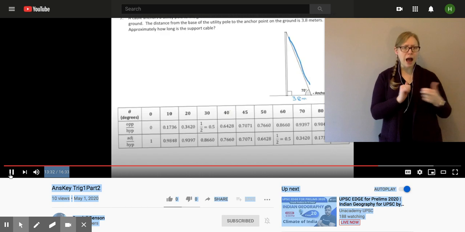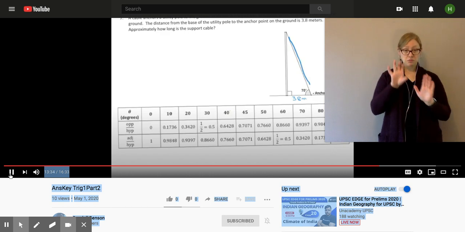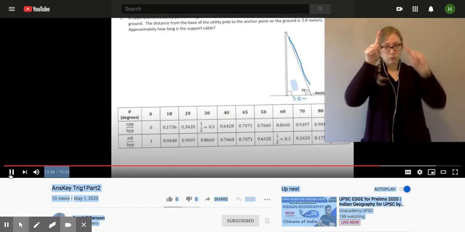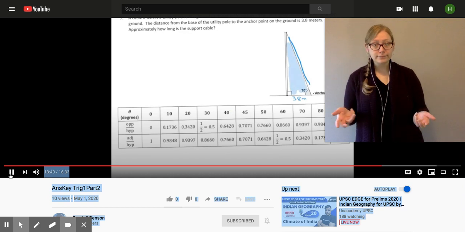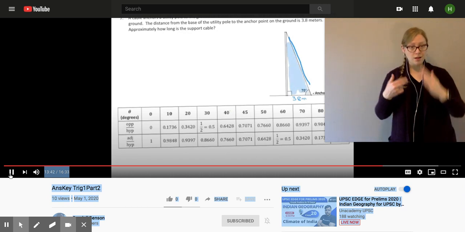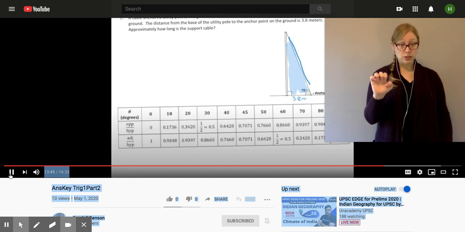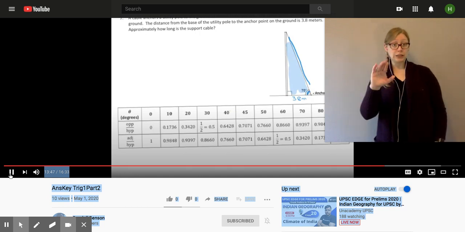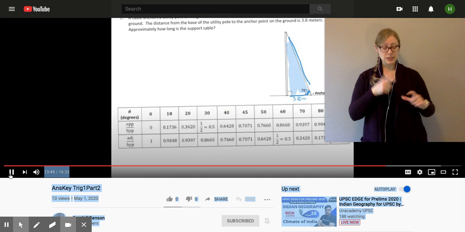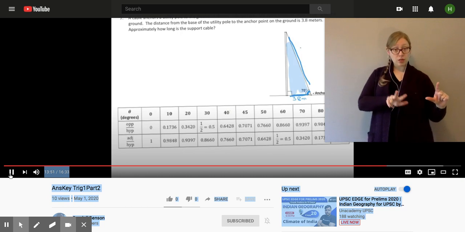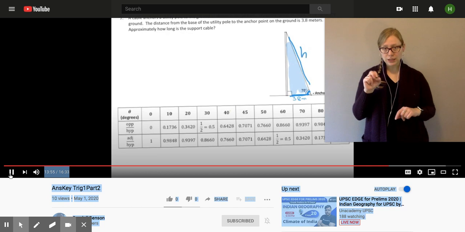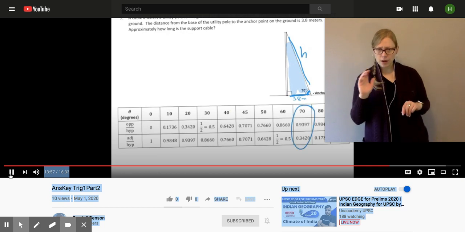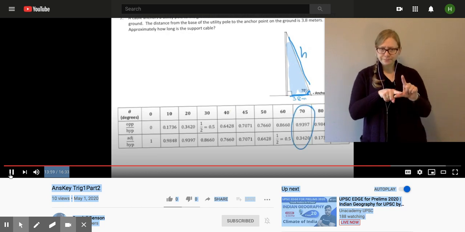Now, look, if I look at that picture, I can clearly see that there's a triangle there, right? So here's my triangle. And I'm looking for the hypotenuse of that triangle. And I know the adjacent side, because remember, it's relative to the 70-degree angle. So 3.8 is the adjacent side. This is my hypotenuse, so I'm going to call it h. And so I'm going to be looking for a 70-degree angle. I'm looking for the hypotenuse and adjacent ratio.